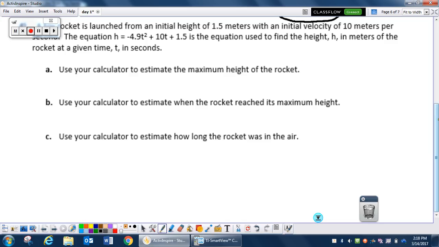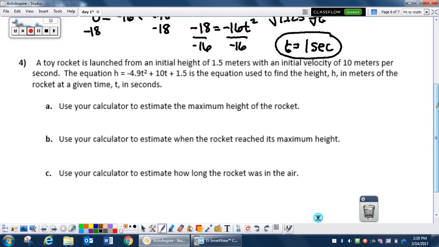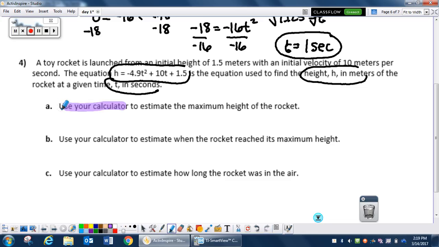Alright, so here's the one where we're going to need to use our calculator to find a lot of our mins and our maxes, unfortunately. I remember you guys don't really like that. So, a toy rocket is launched from the initial height of 1.5 meters, has a velocity of 10 meters per second. The equation is this, used to find the height of the rocket, in meters this time, at t seconds, okay? So use your calculator, so that's kind of like your hint, like, oh, I need to use my calculator, to estimate the maximum height of the rocket.